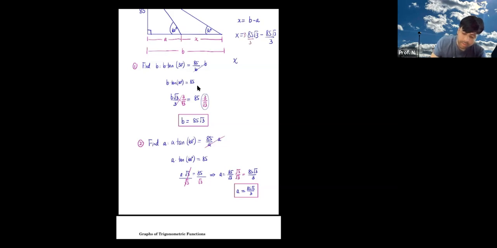And then I get what? I get 3 times 85, which is 255. So this equals 255 rad 3 minus 85 rad 3, and all of this is being divided by 3. So then you could do 255 minus 85, which is 170. So X is equal to 170 rad 3 over 3.